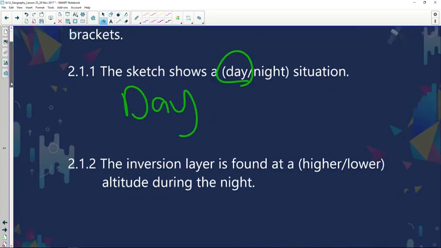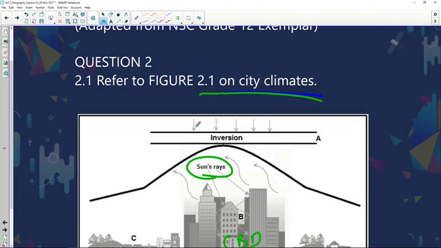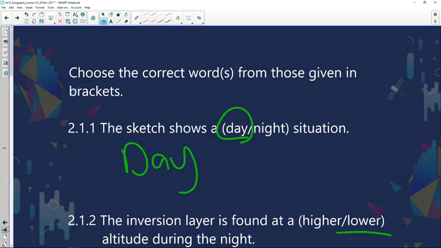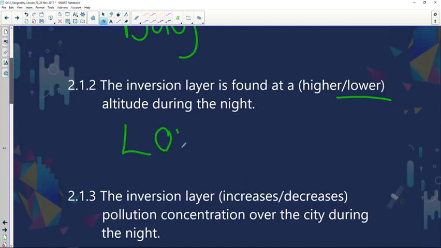Our next question: the inversion layer is found at a higher or lower altitude during the night. What happens during the night? It will definitely be a lower altitude, because there is going to be a stronger subsidence because of cooling temperatures. The inversion will be lower. If you look back at the temperatures over there, there will be a stronger subsidence during nighttime because of cooler temperature. So that means the inversion layer will be lower. Let me write there: lower.